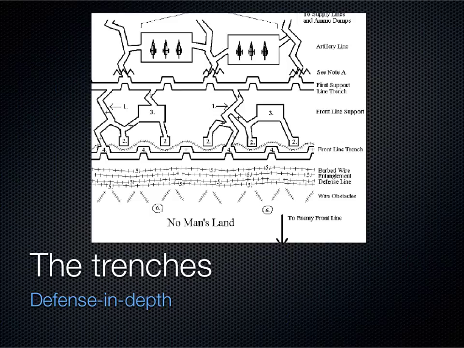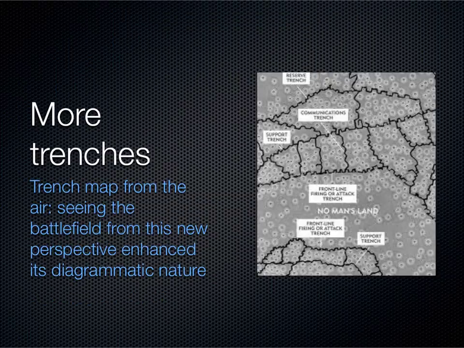Kern talks about the trenches themselves as having the diagrammatic quality of the Cubist painting. This diagram shows the front line, support, and reserve trenches, a rendition of defense in depth. This trench map from the air shows how perspective on war changed because of the ability to get above the battlefield, either in observation balloons or in aircraft.